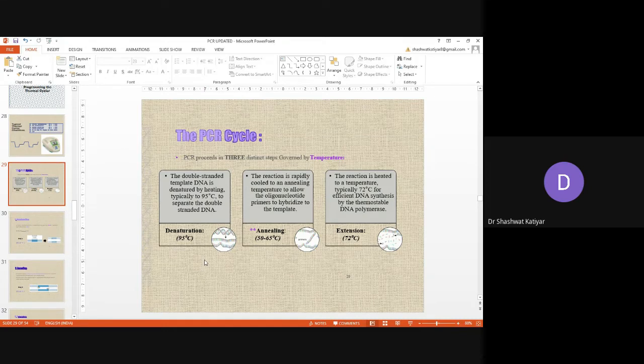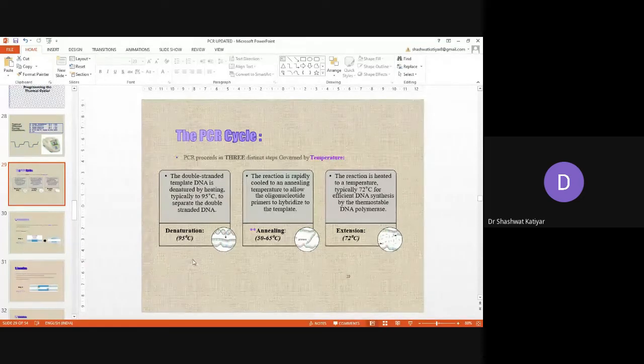There is a space required for the primer to extend the DNA chain. That space is provided by helicase in vivo, but in PCR conditions it is provided with the help of temperature. If you heat the DNA to 95 degrees Celsius, complete denaturation occurs and both strands are separated.